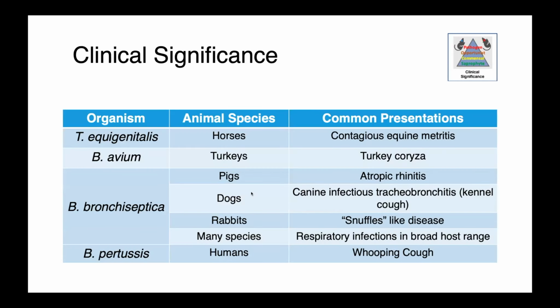Taylorella equigenitalis is the cause of contagious equine metritis in horses. Bordetella avium we see as the cause of turkey coryza. Bordetella bronchoseptica we recognize in a variety of species. It's associated with atrophic rhinitis in pigs, canine infectious tracheobronchitis or kennel cough in dogs, a snuffles-like disease in rabbits, and really, it can cause respiratory infections in many animals. And then finally, briefly, we're going to talk about Bordetella pertussis, the cause of whooping cough in people.